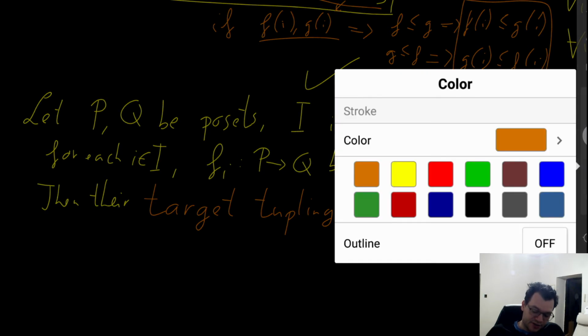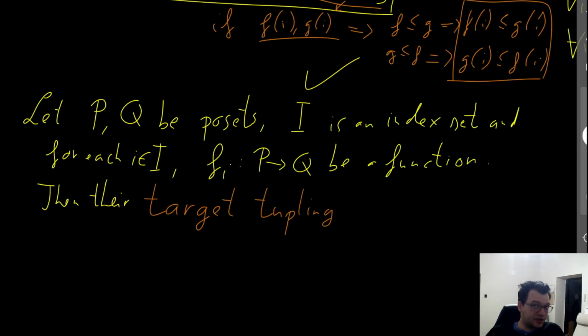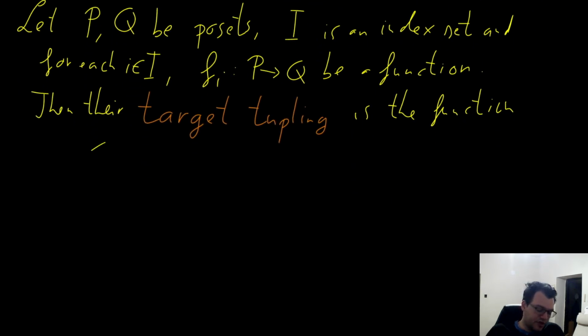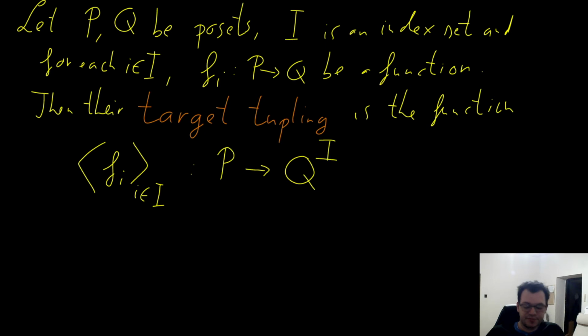Okay, so what does the target tupling get as input? A single p. Target tupling is the function usually denoted by these angle brackets, ⟨f_i : i in I⟩. It takes something from P and outputs something which is a vector. So basically a function taking an index i and outputting a value. Okay, defined.